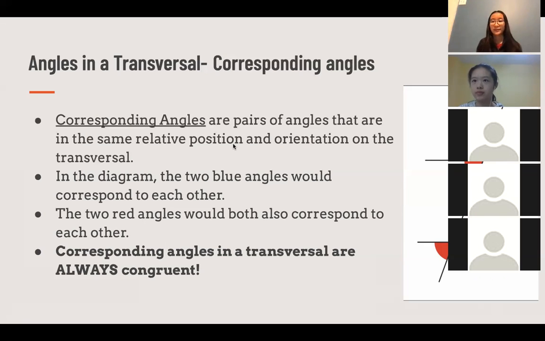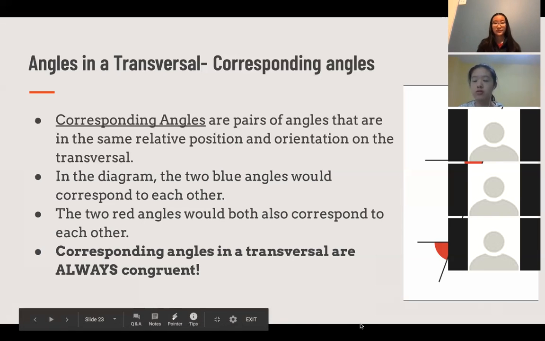I'll give you a little moment to draw the picture. And yeah, red would also equal blue because they are vertical angles.